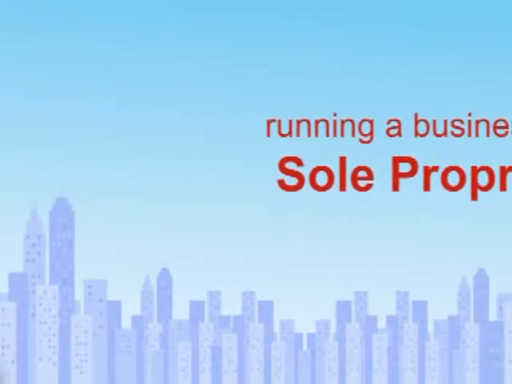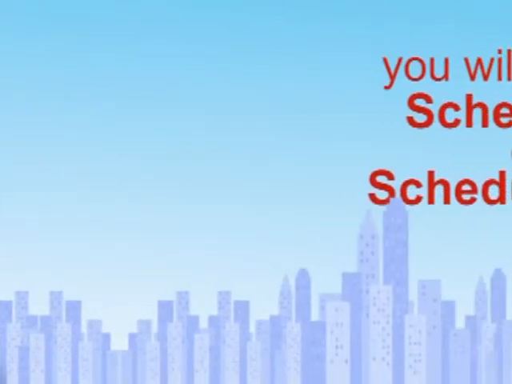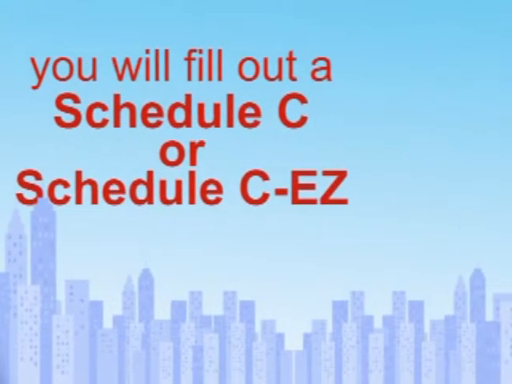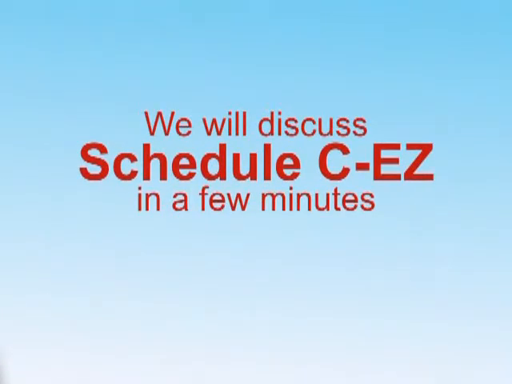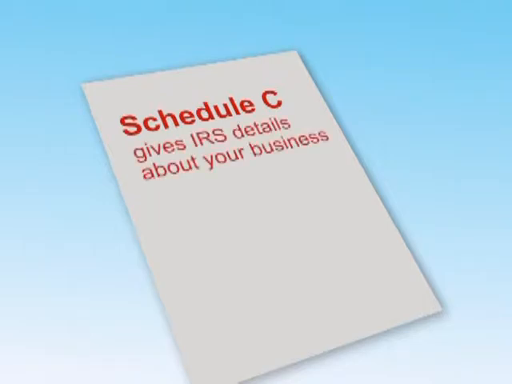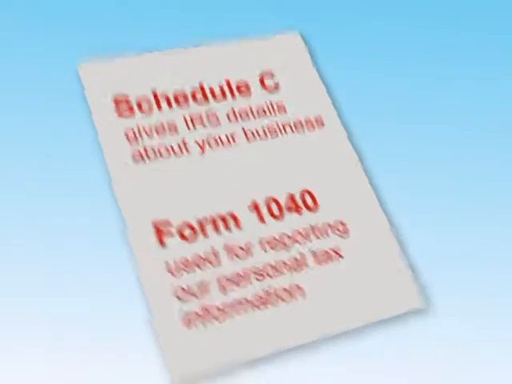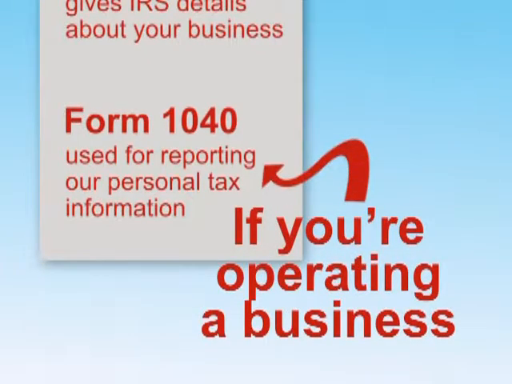When you run your business as a sole proprietor, you are required to fill out a form that the IRS calls a Schedule C or Schedule C-EZ. We will discuss Schedule C-EZ in a few minutes, but to make this easier for now, I will only discuss Schedule C. The Schedule C is the form which gives the IRS the financial details on your business. The 1040 is the tax form that the IRS requires us to fill out to report on our personal tax situation. You must use Form 1040 if you are operating or involved with a business.